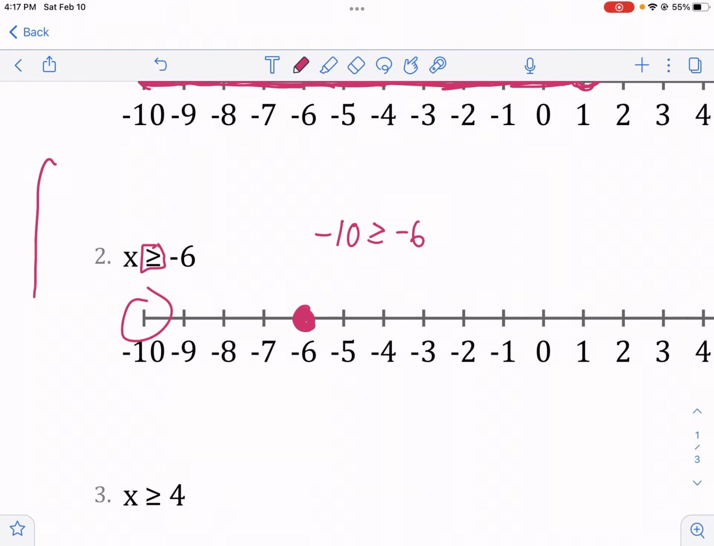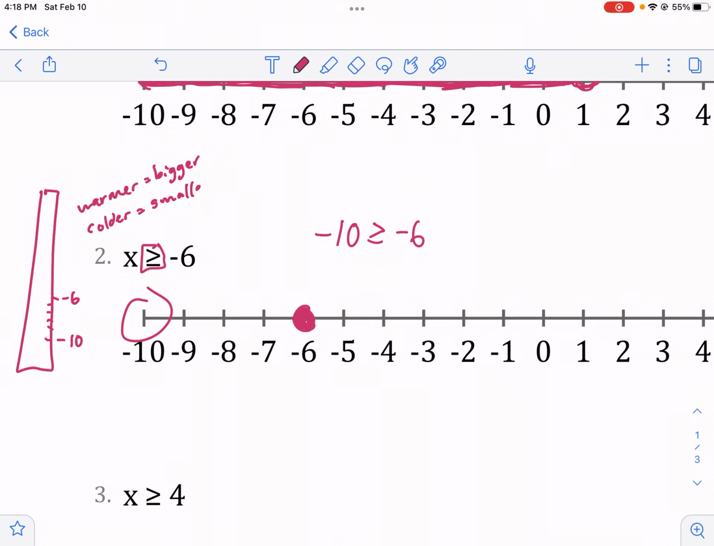The reason why you want to think of it that way is if we have a thermometer. That's a pretty bad thermometer. Let me just make it a rectangle. If we have -10 degrees, it is definitely going to be colder than -6. Warmer equals a bigger number, and colder equals a smaller number, okay? So that's something to keep in mind if you think about temperature. You might think 0 is less than -10. It's not. 0 is bigger than -10 because of temperature.